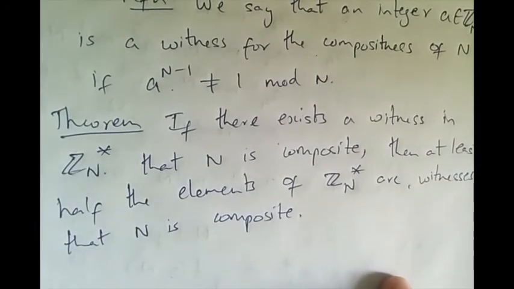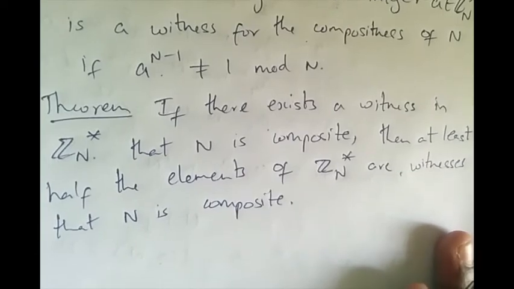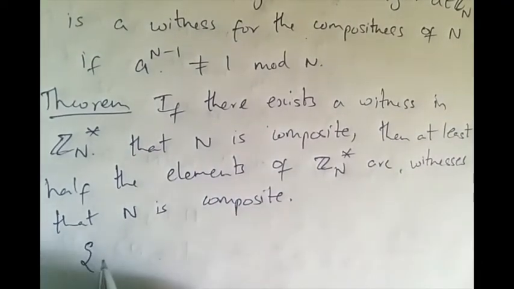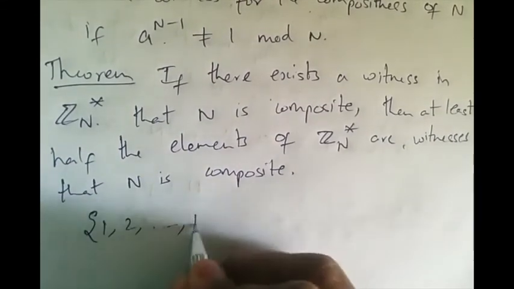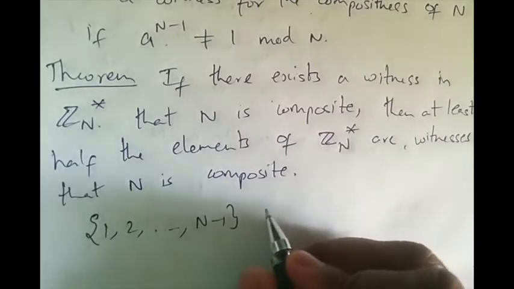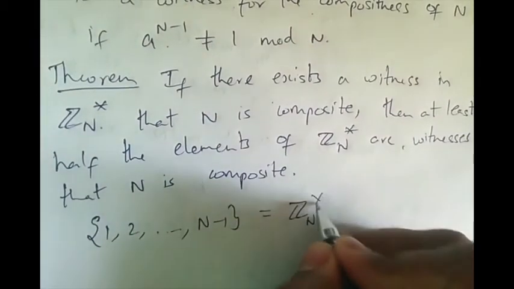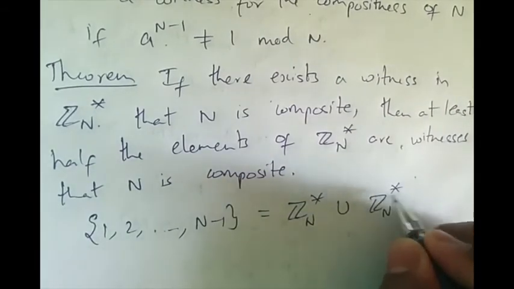Okay. So if there exists, if there is at least one, then they have to exist many more. So why is this useful? So we have this set here, 1 to n minus 1. So this is going to be Zn star union Zn star complement.